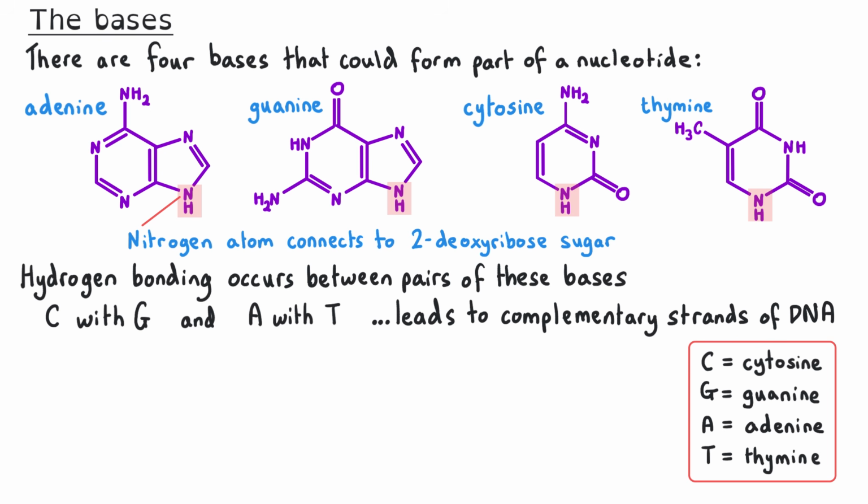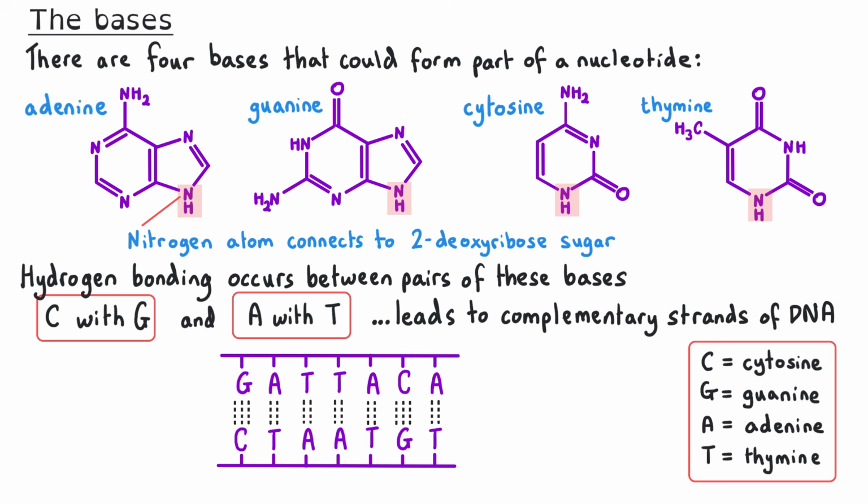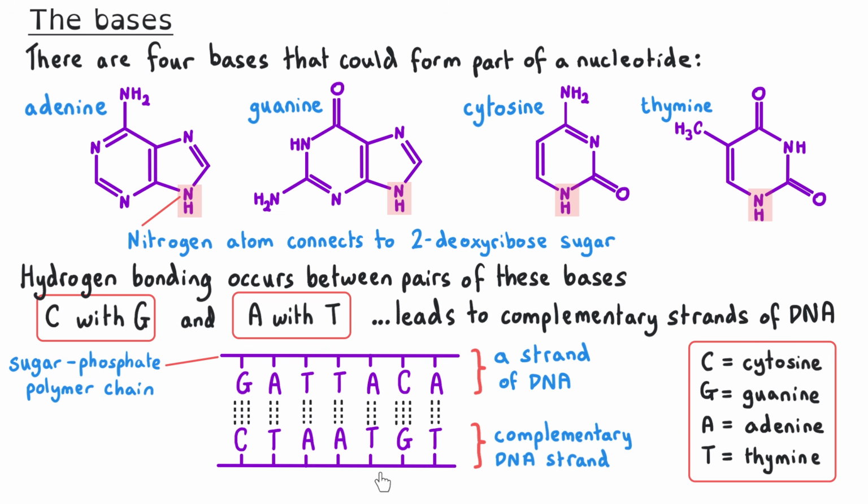The complementary strands of DNA are held together by hydrogen bonding between pairs of these bases, C always with G and A always with T. In this diagram, I'm showing the sugar-phosphate polymer chains of both strands of DNA in the helix as purple lines, and they are connected by hydrogen bonds between the bases which hold the two strands together. And I'm showing the correct number of hydrogen bonds that form between each base pair in the two complementary strands. You'll notice that cytosine and guanine always share 3 hydrogen bonds, while adenine and thymine share 2.